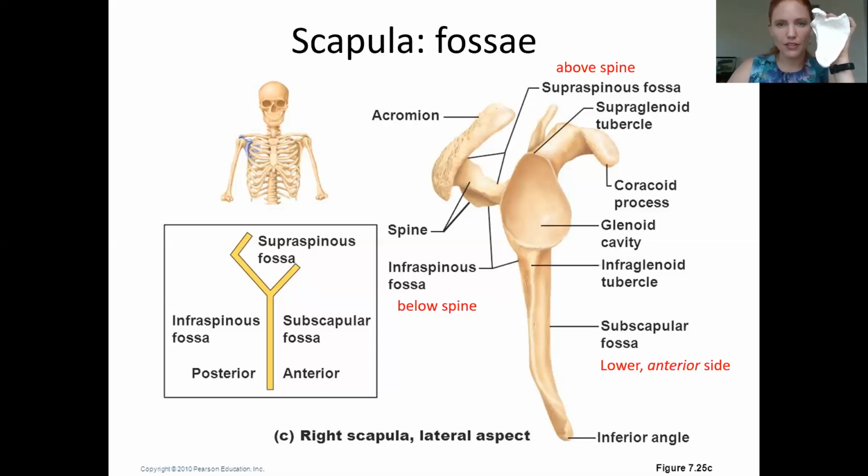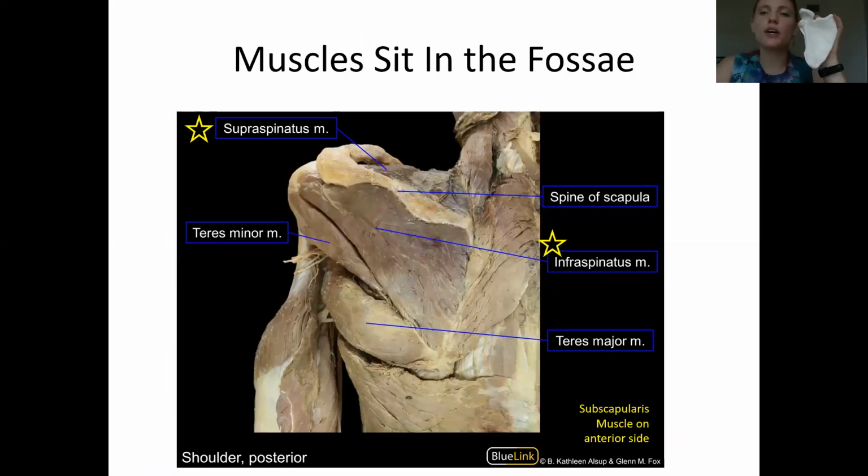Okay, let's see, what's next? I think that's all for there. Oh, I did want to mention the function of those fossae. So the reason that you have those fossae is that's where bellies of muscles sit. Okay, so for example, here's your spine right there. If you look above the spine, sitting in the supraspinatus fossa is a muscle that's called the supraspinatus muscle, right? So it's kind of like a 2-for-1.